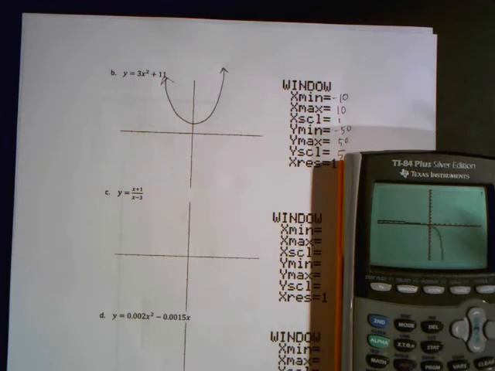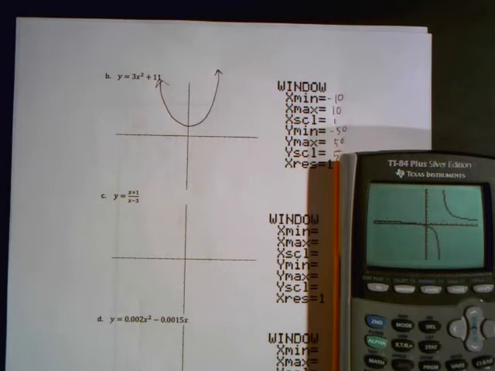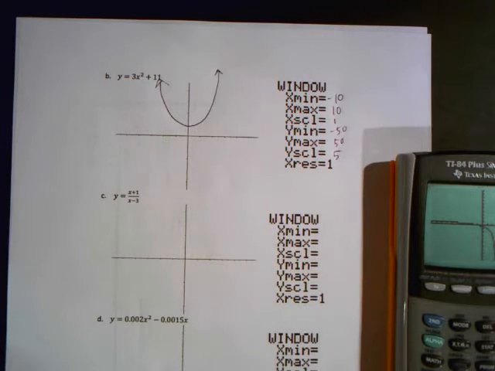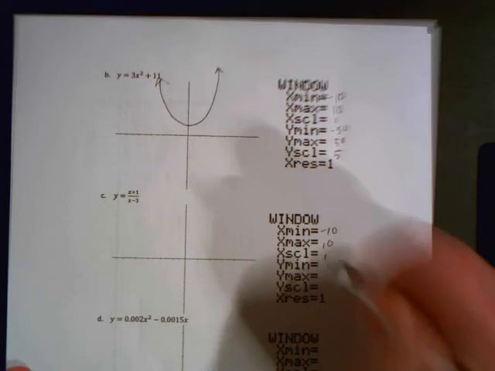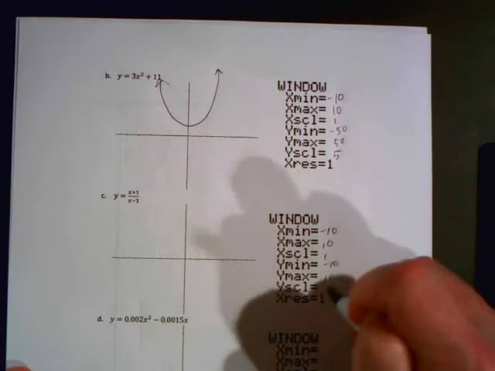I know I'm starting with this going 10 up, 10 to the right, 10 down, 10 to the left. And I take a look at that and say, hey, that looks okay. I don't think I need to change my window. So I go ahead and draw the graph, giving my window here: -10, 10, 1, -10, 10, 1.